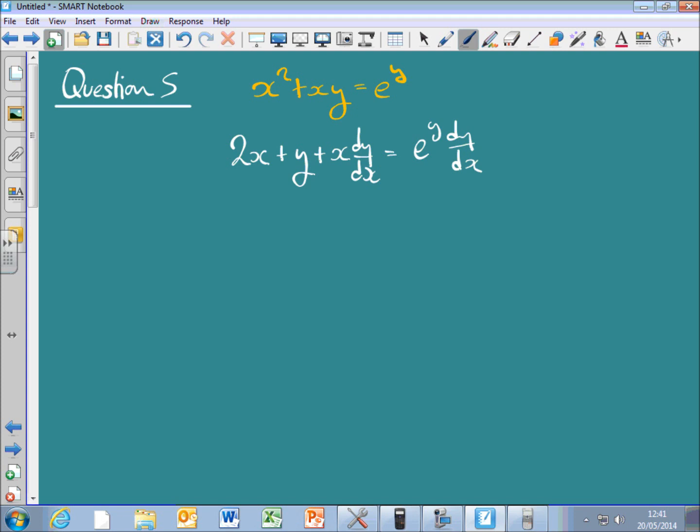I want to find dy/dx when x equals -1 and y equals 0. So I'm going to sub those in. So when x equals -1, I'm going to get -2 plus 0 minus dy/dx is equal to e to the 0, which is just 1 times dy/dx. And bring the dy/dx over, I'm going to get -2 is equal to 2 dy/dx. And so dy/dx equals -1.